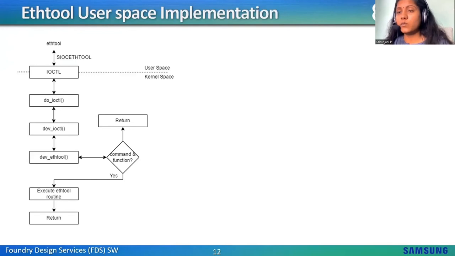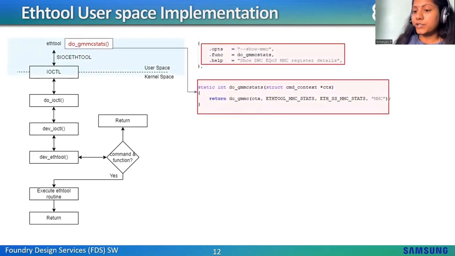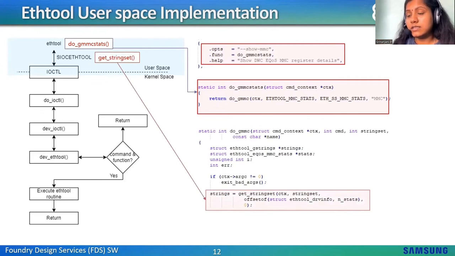Here we go. We will see what modifications we have done on the Ethtool user space side to get the MMC register details. We have declared a new option in Ethtool to get the MMC information, with a flag called show MMC and a function called do_gmmc_stats. This do_gmmc_stats function takes the command as an argument and will call another function called do_gmmc. Inside this do_gmmc function, we currently use the get string set function, which will do an ioctl call to get the MMC register information and the respective size of the statistics so that we can allocate enough memory.